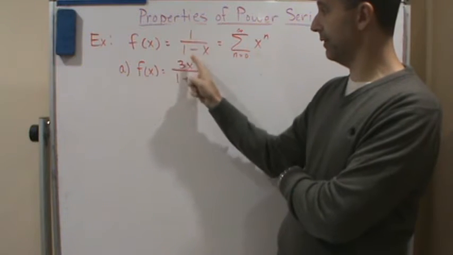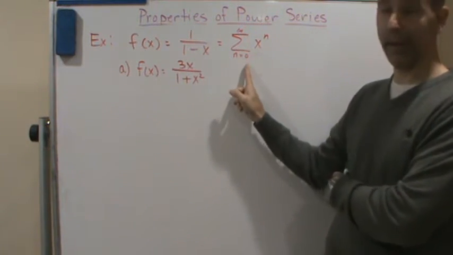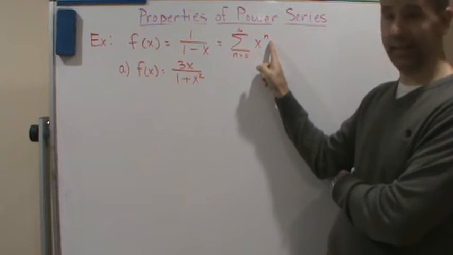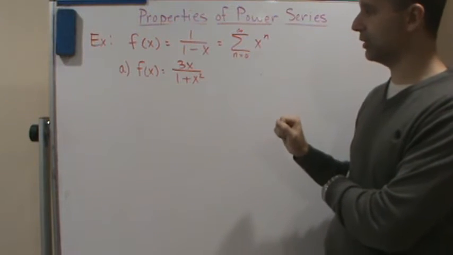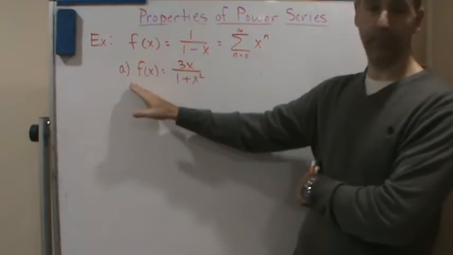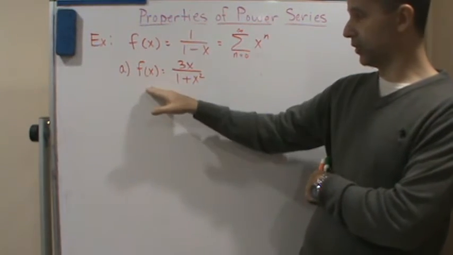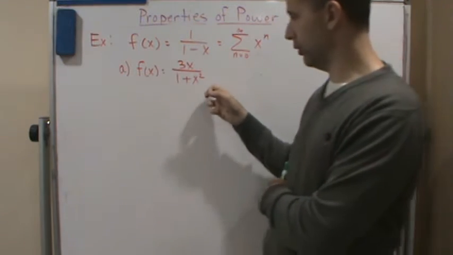So we know that this function, f of x, is also represented by the power series, the sum of x to the n. What we're going to do is use this representation to help us construct a power series that would represent this function, which is also related to this one. So how would we do this?